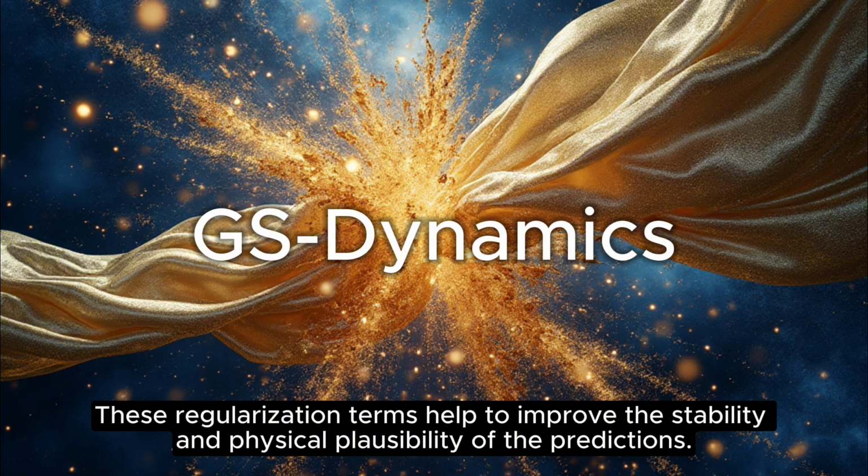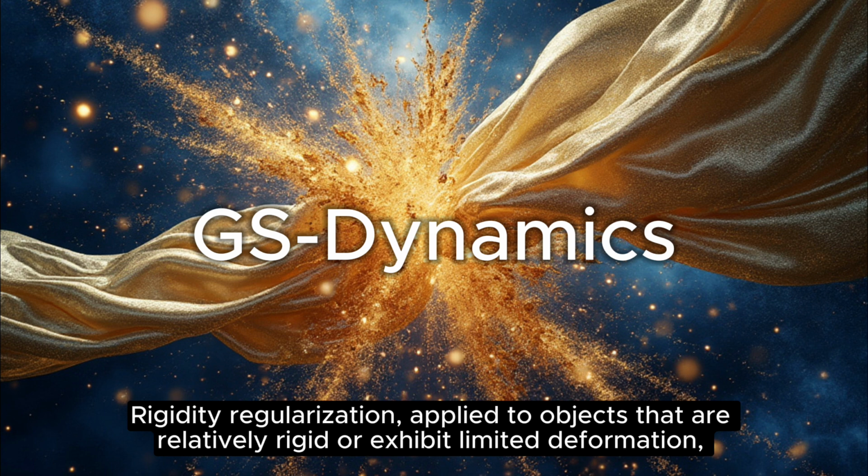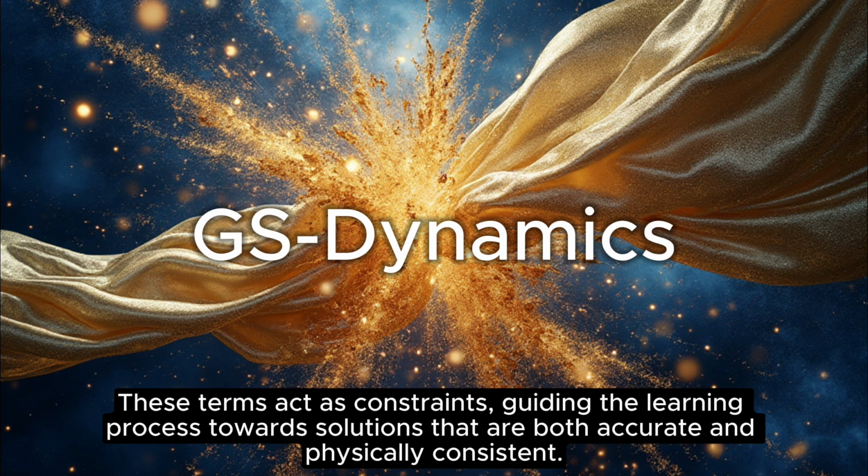These regularization terms help to improve the stability and physical plausibility of the predictions. Edge length regularization penalizes changes in edge lengths between consecutive frames, encouraging smoother and more realistic deformations. Rigidity regularization, applied to objects that are relatively rigid or exhibit limited deformation, penalizes deviations from rigid body motion, further enhancing the physical realism of the predictions. These terms act as constraints, guiding the learning process towards solutions that are both accurate and physically consistent.